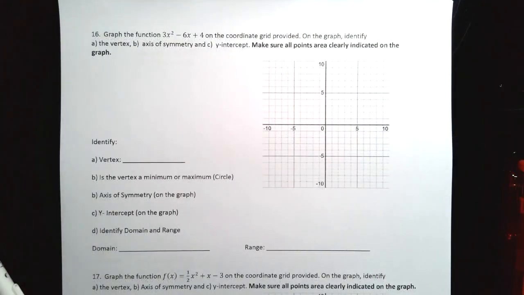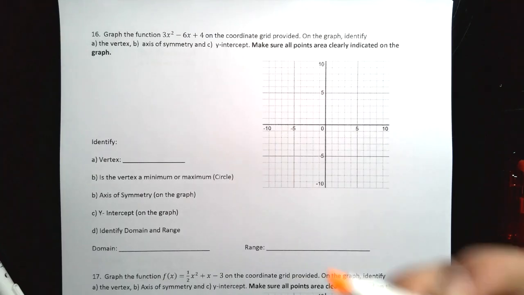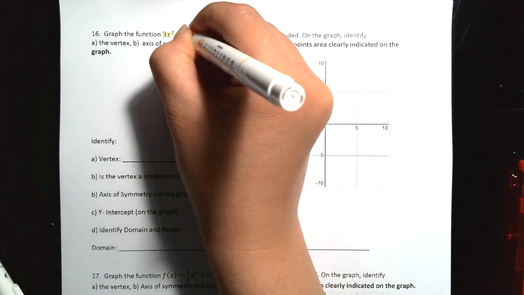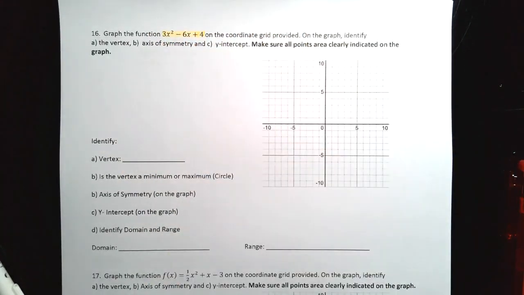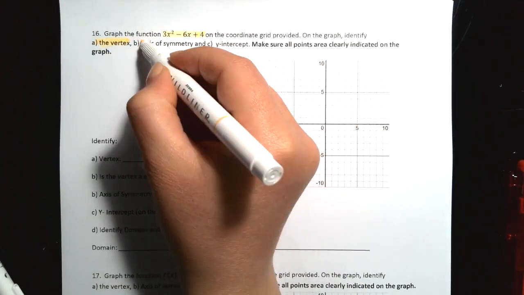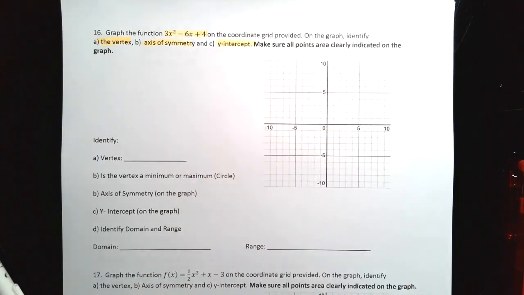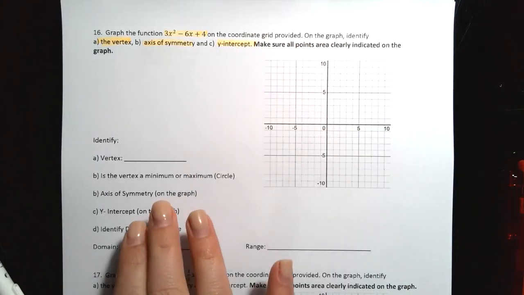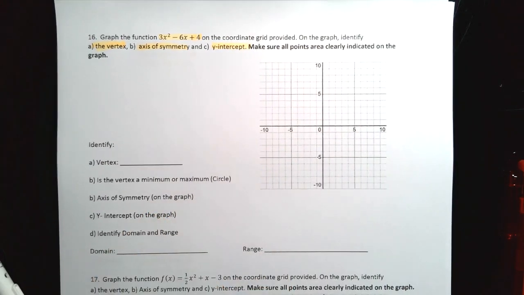Number 16, question number 16 is in standard form again. There should be an f of x here, but that's okay. It's without it. And we want to, once again, identify certain things. We want to identify the vertex, the axis of symmetry, and the y-intercept on the actual graph. Now, there is a section here that I want you to fill in as well. But let's go ahead and get going.